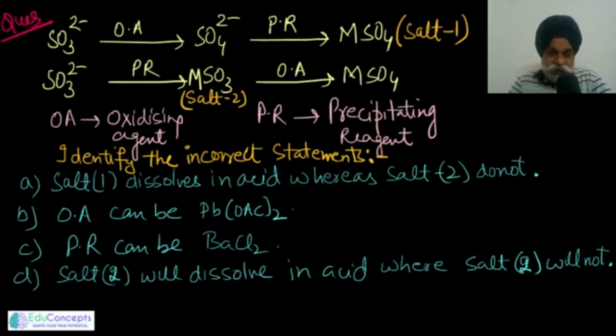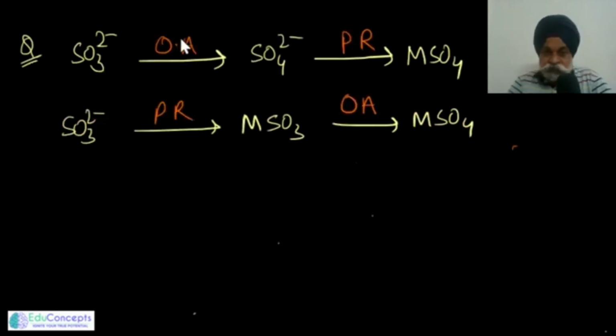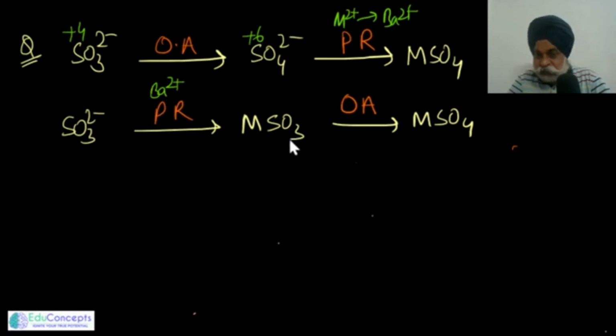So what basically we are doing is, first you added some oxidizing agent where sulfur went from +4 to +6. And then you added some M2 positive. That M2 positive can be Ba2 positive, let's say, and barium sulfate gets precipitated. Or you first added barium 2 positive, so that barium sulfite is produced, and then you added an oxidizing agent where it goes from +4 to +6. Now what are the options asking us?